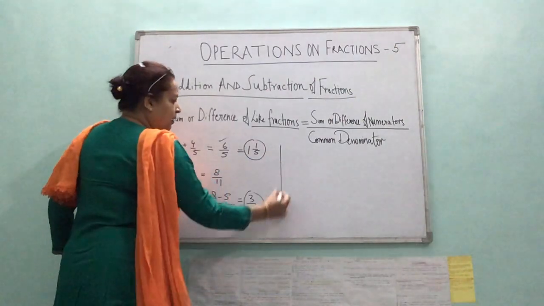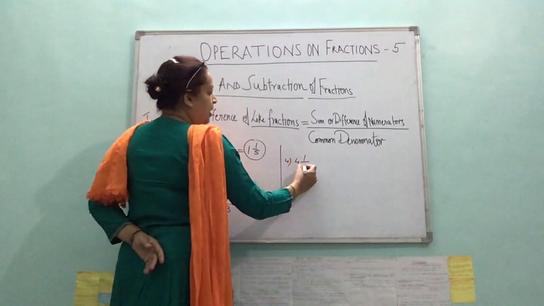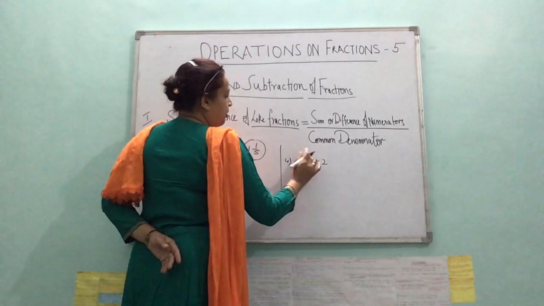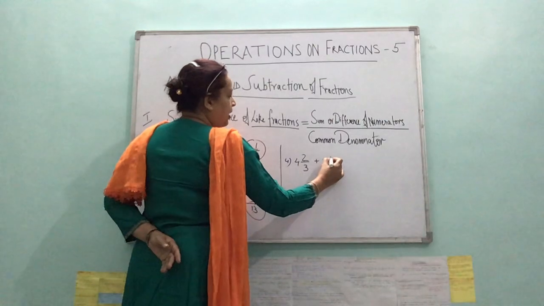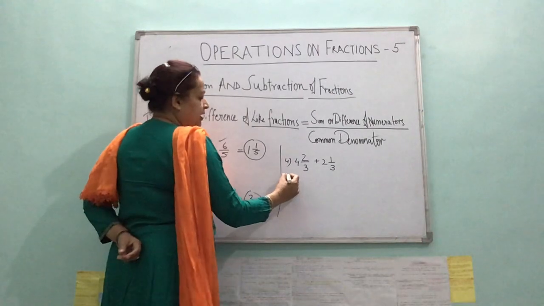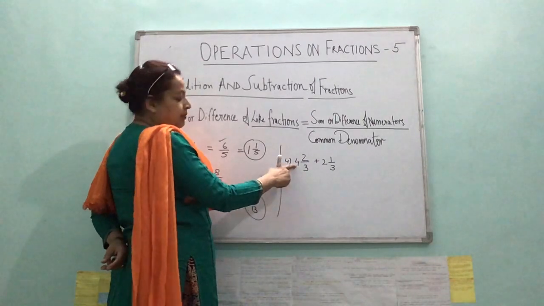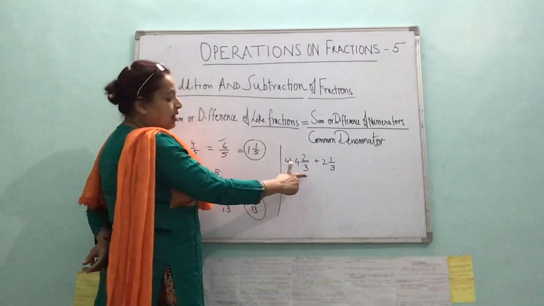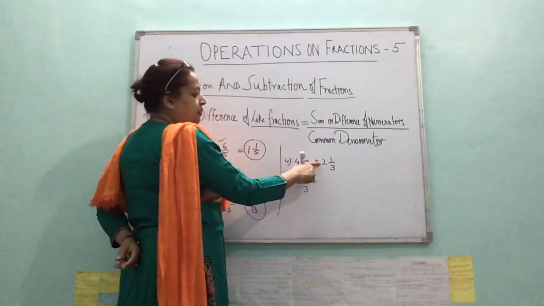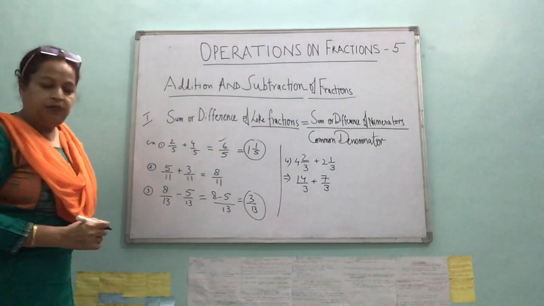It can also be mixed fractions. I take the example, 4 whole 2 by 3 and 2 whole 1 by 3. Alright. Now first let's convert to improper fractions. So we multiply 3 into 4, 12, and add the numerator. 3 into 4, 12 plus 2, 14 by 3, plus 3 into 2, 6, add 1, 7 by 3. So you are converting mixed fractions to improper fractions.